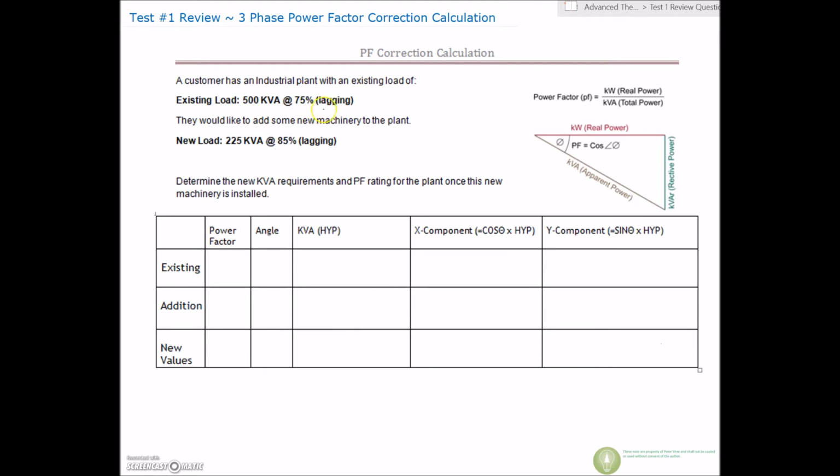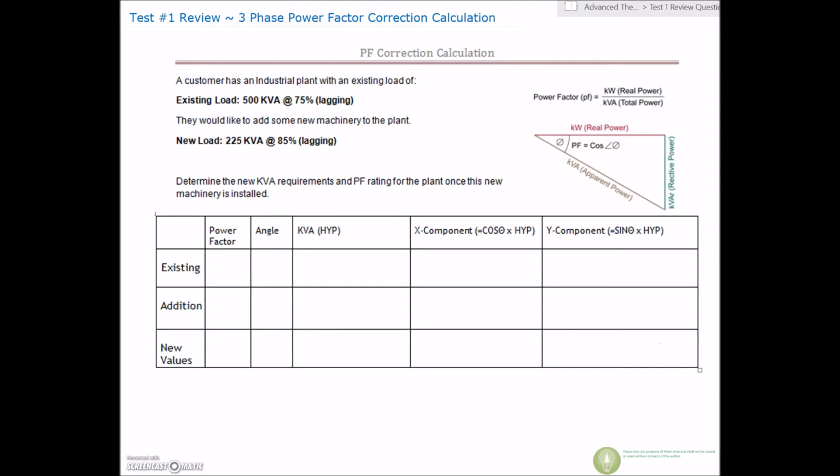Now, the power factor is always going to be lagging because you're always going to have more motors than you do capacitors. They want to add some new machinery to the plant. So the new load that they're going to add is 225 kVA and the power factor is 85%. Again, lagging because it's motors rather than more capacitors.